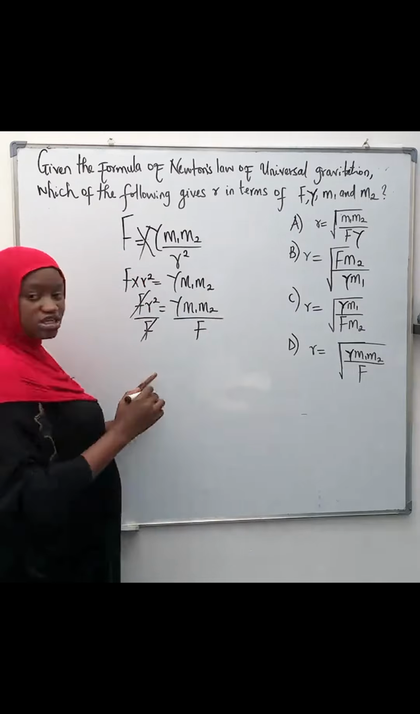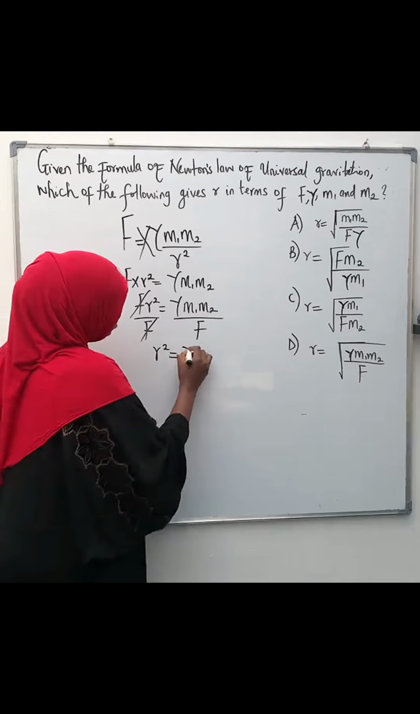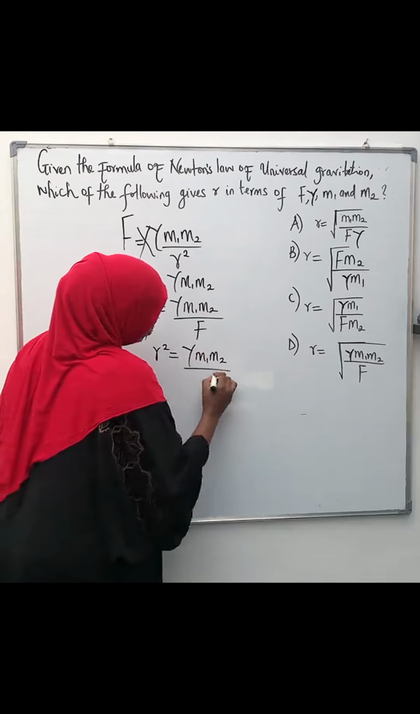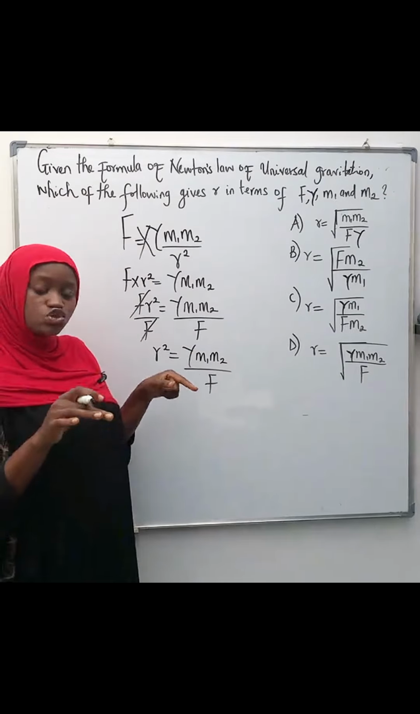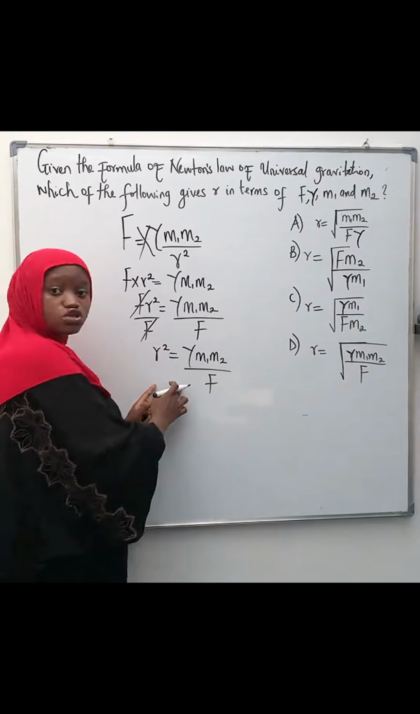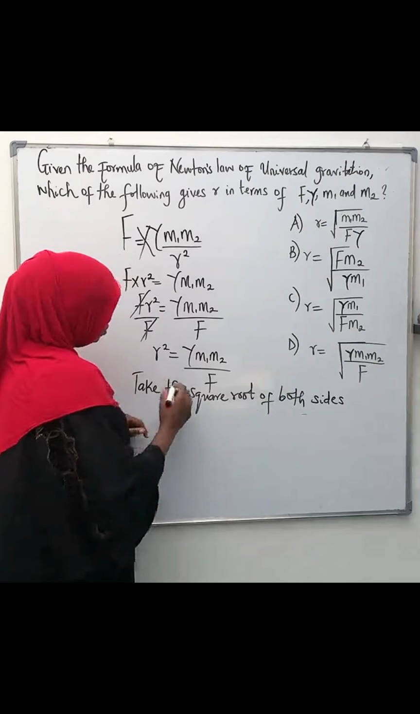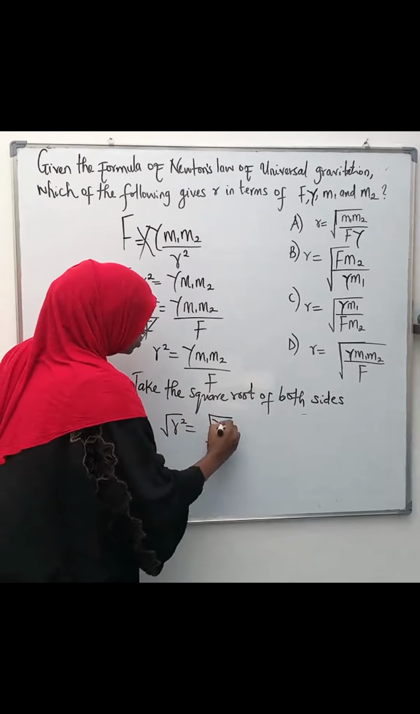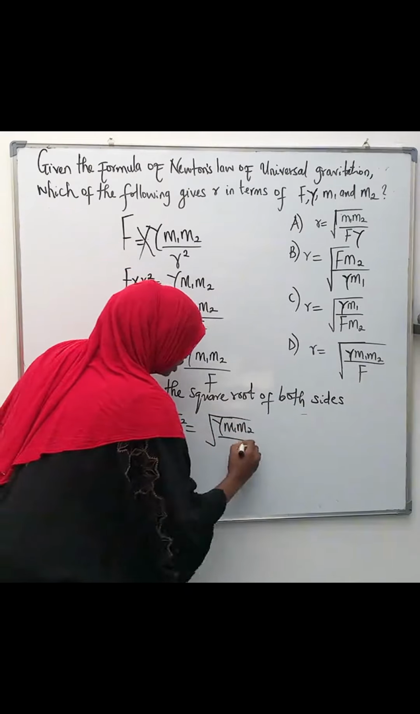The f here cancels on the left hand side, so we are left with r squared is equal to the gravitational constant times m1 m2 all over f. So this is r squared, but we are asked to make r the subject of the formula, not r squared. So what we do at this point is to take the square root of both sides. So this becomes the square root of r squared is equal to the square root of the gravitational constant times m1 m2 all divided by f.